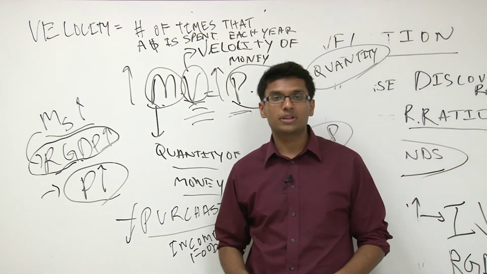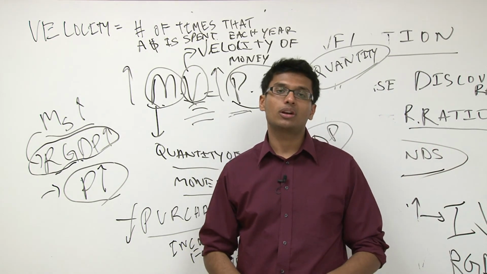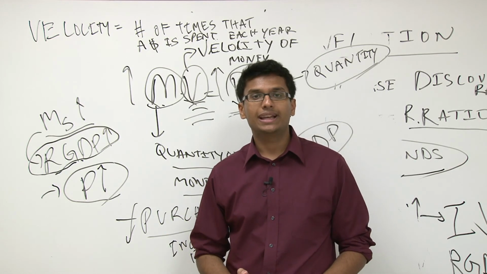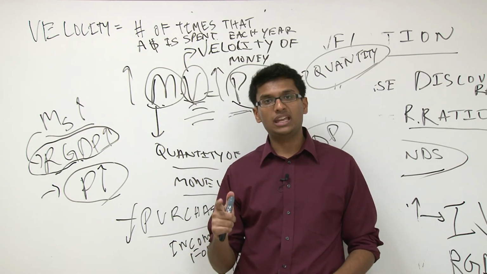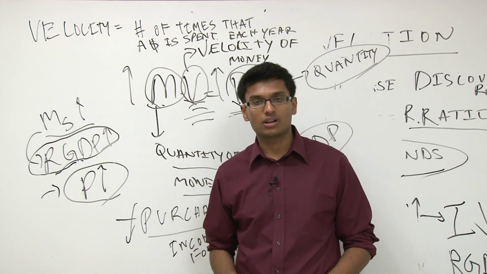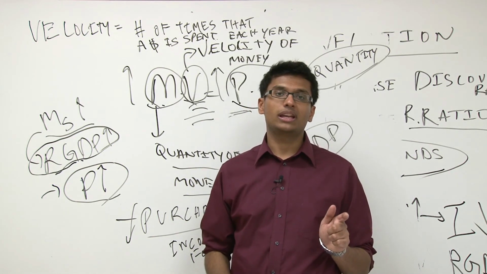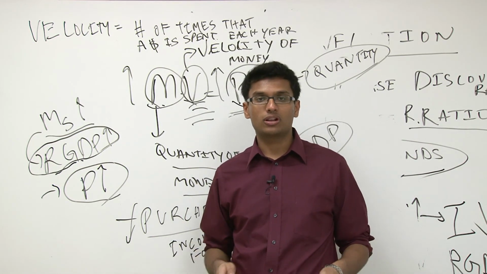The homework question is going to be about the quantity theory of money. Tell me about the quantity theory of money. So write down the equation. And if V and Q are constant, velocity and quantity are constant, how does increasing the money supply increase the price level? Pretty simple, straightforward. I'll see you guys in the next class.